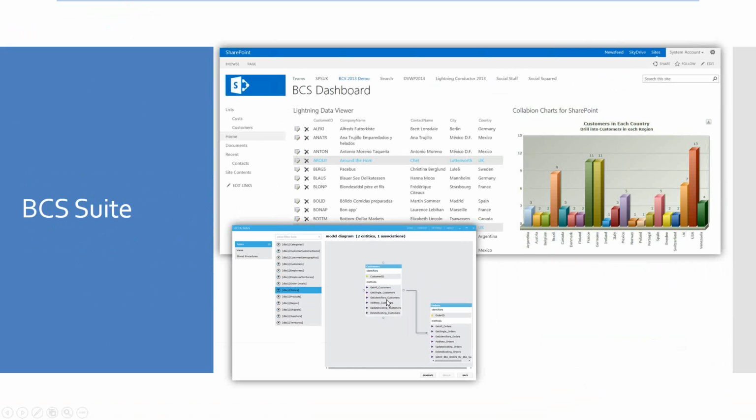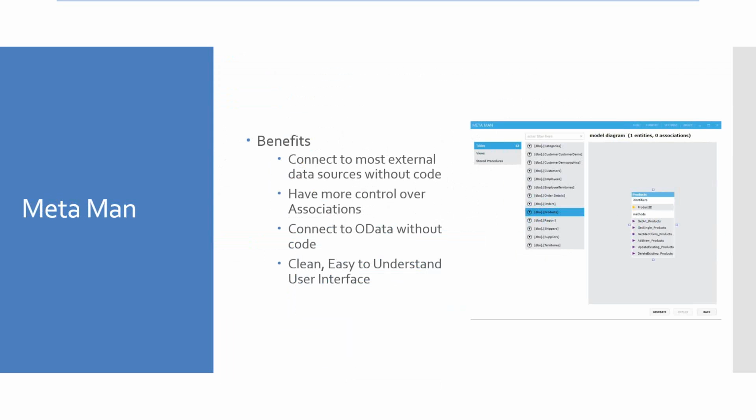That allows us to create the external content type simply by dragging and dropping the tables that we want to connect to, building joins between them and so on, and that allows us to write that external content type directly to SharePoint. And then we also have the data viewer, so we can style the data, do conditional formatting and so on, and the charts. So that makes up our BCS suite, which we'll be having a look at towards the end of the session.